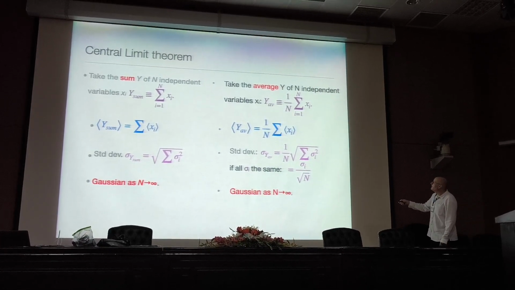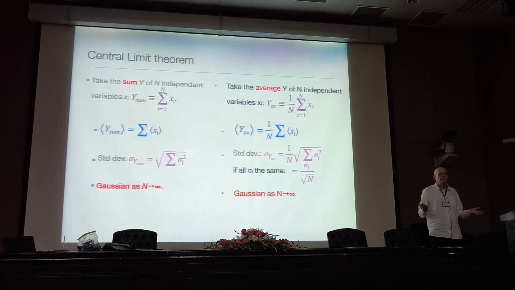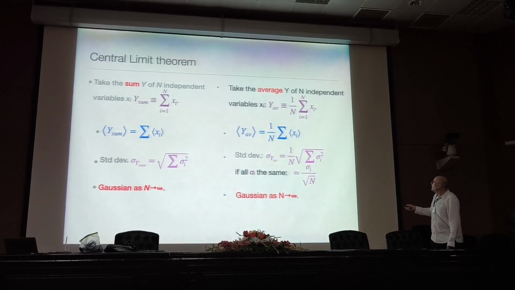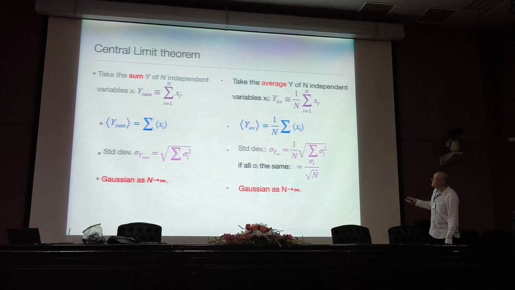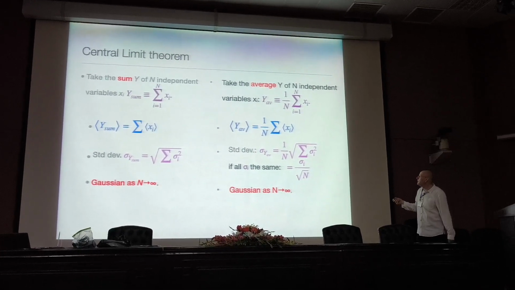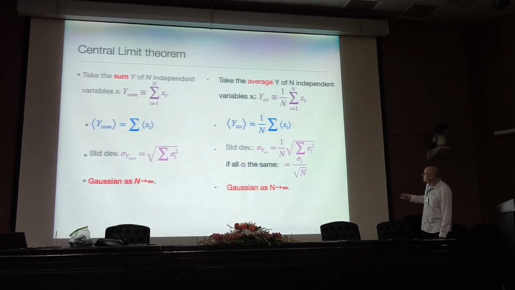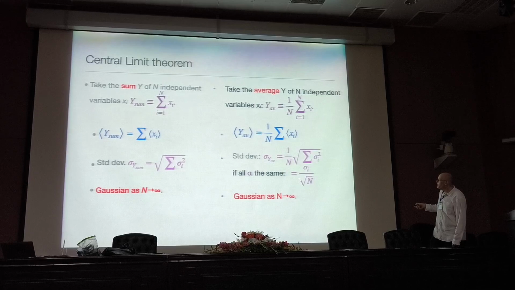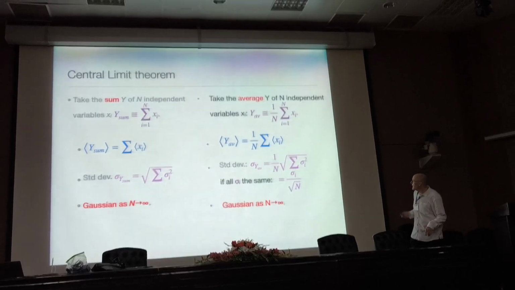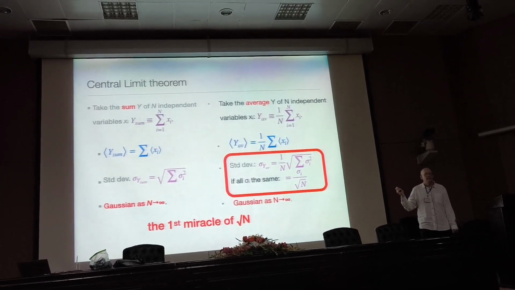And then, when you repeat a measurement, you measure the same thing again and again, then all of these are the same and all of these are the same. And then this expression just means n times sigma. Because sigma plus sigma plus sigma plus sigma, right? N times sigma. And then this is the result. So the uncertainty decreases as I average by square root n. And that is the first miracle of square root n in this talk.